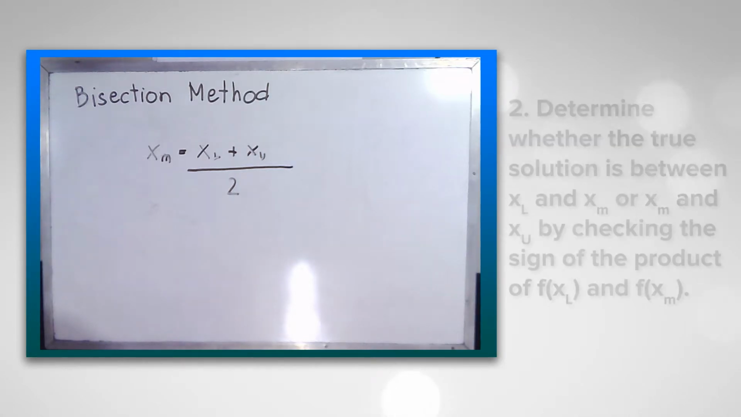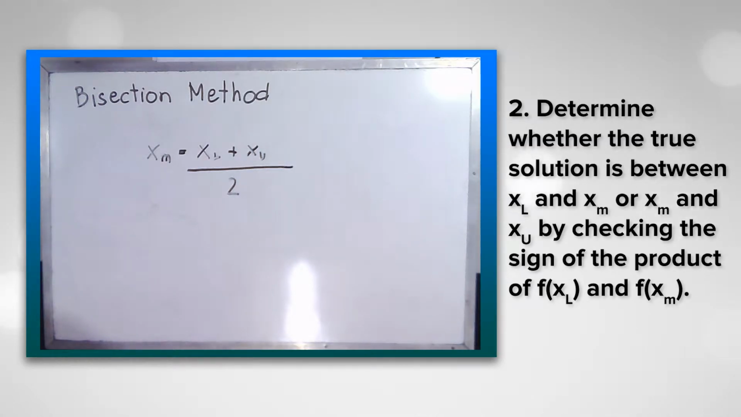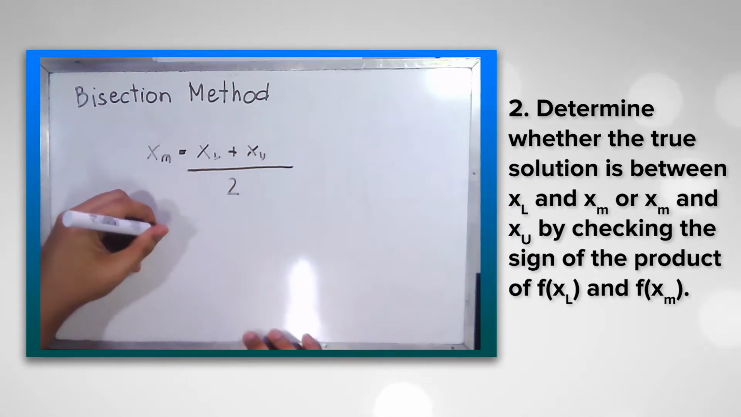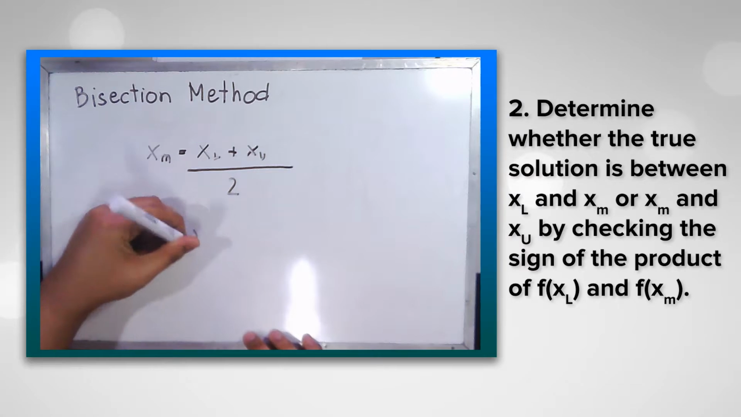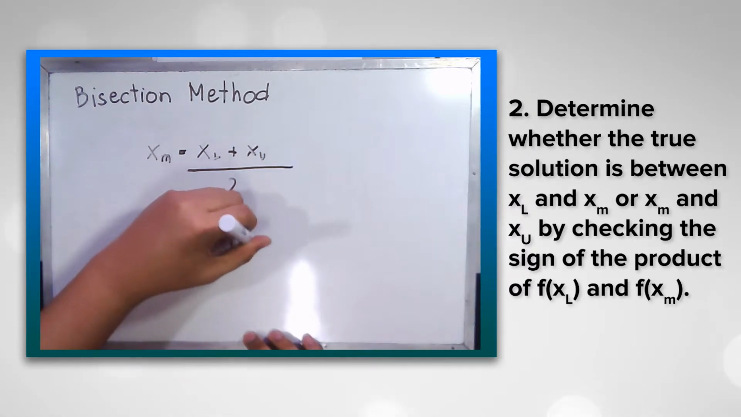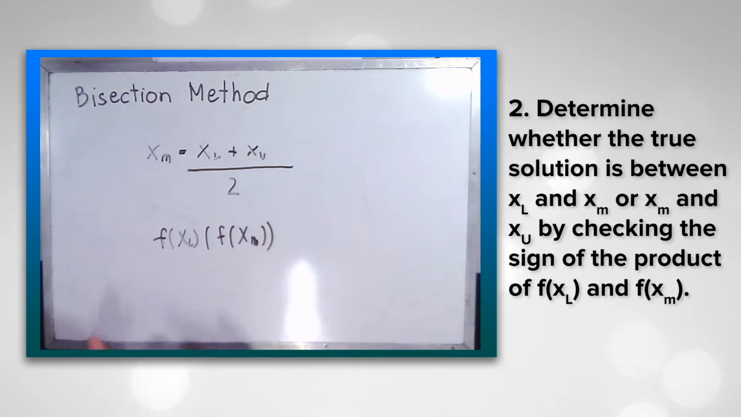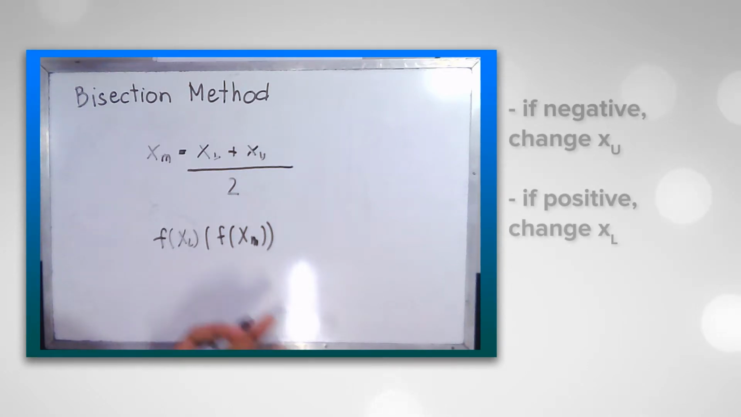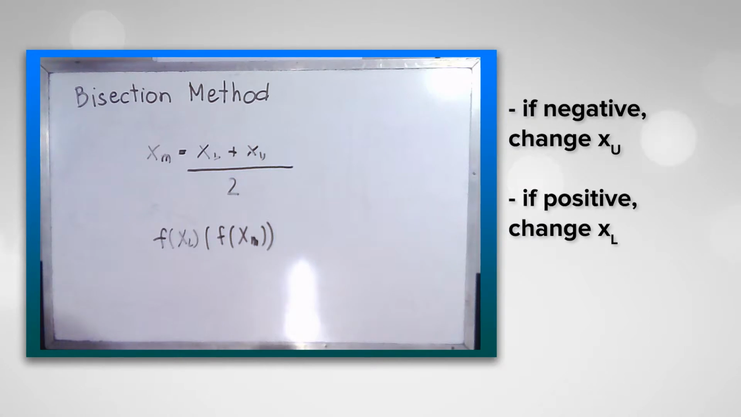Number 2, determine whether the true solution is between x sub l and x sub m, or between x sub m and x sub u by checking the sign of the product. So we need to check the sign of the product of these two values, f of x sub l and f of x sub m. If their product is negative, the true solution lies between x sub l and x sub m.